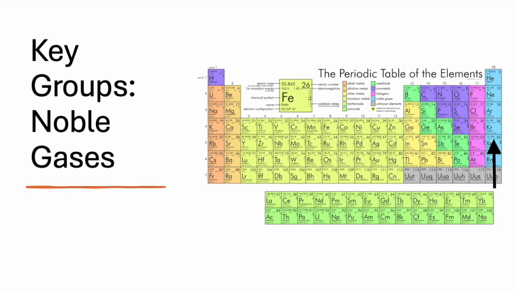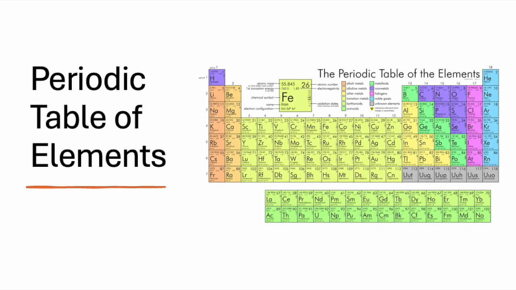The periodic table is a powerful tool that helps us understand the relationships between different elements. By studying the periodic table, we can learn a lot about the properties of elements and how they behave.